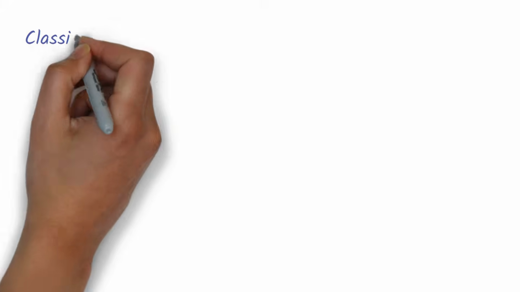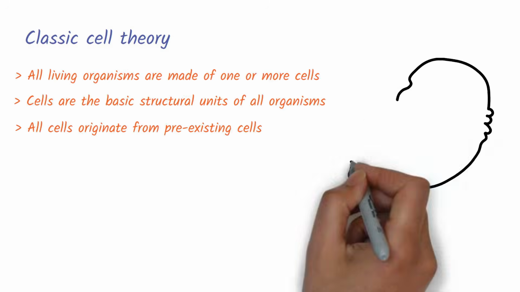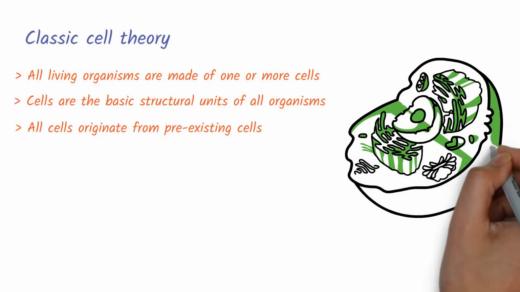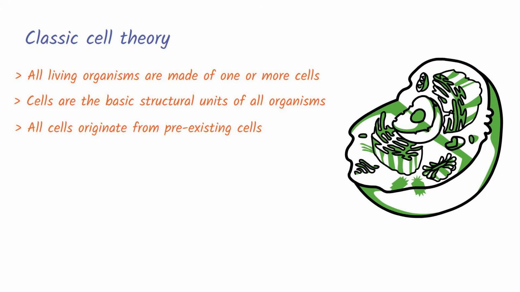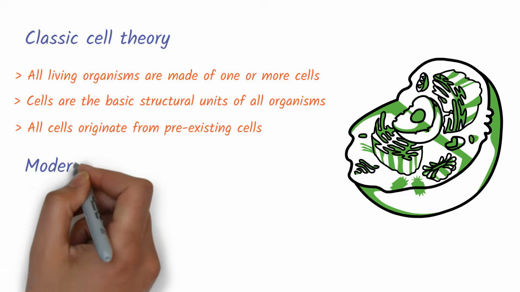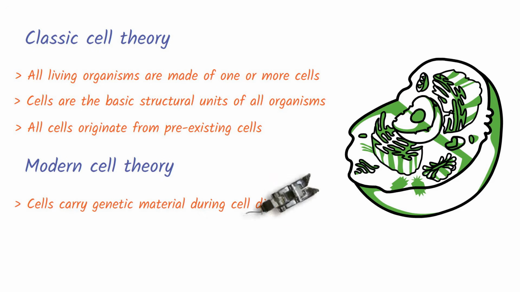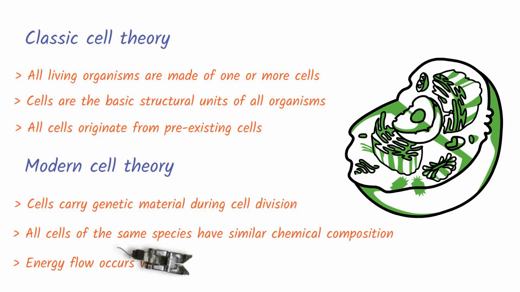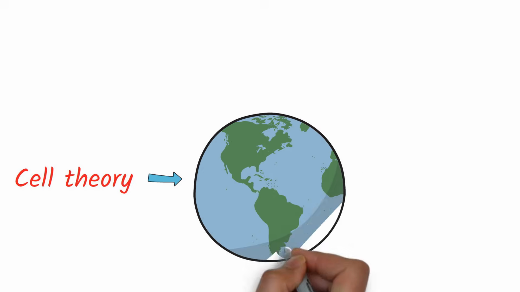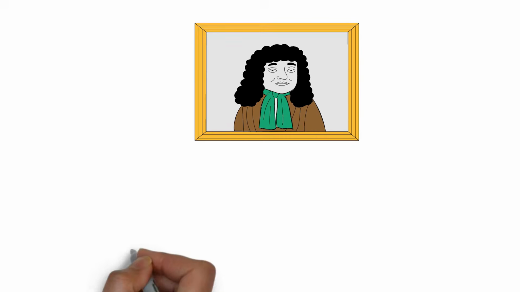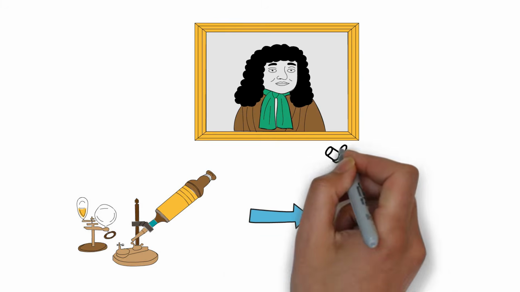After the formation of classic cell theory, improved technology allowed for more detailed observations of the cell. These observations led to the formation of modern cell theory, which has the following additions. Cell theory has become the basis of our understanding of life on Earth. Let's see how it evolved from time to time, out of the collective work of many scientists.